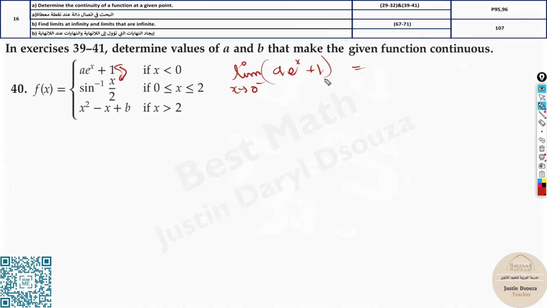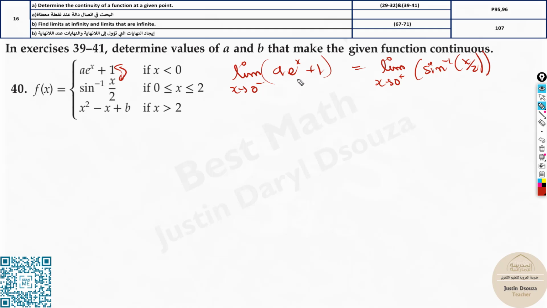Since there are two terms, I just put a bracket. Limit as x tends to 0 from the positive side. Why positive side? Because over here x is greater than 0. And over here it is sine inverse of x by 2. And now what you do is you basically substitute the values.